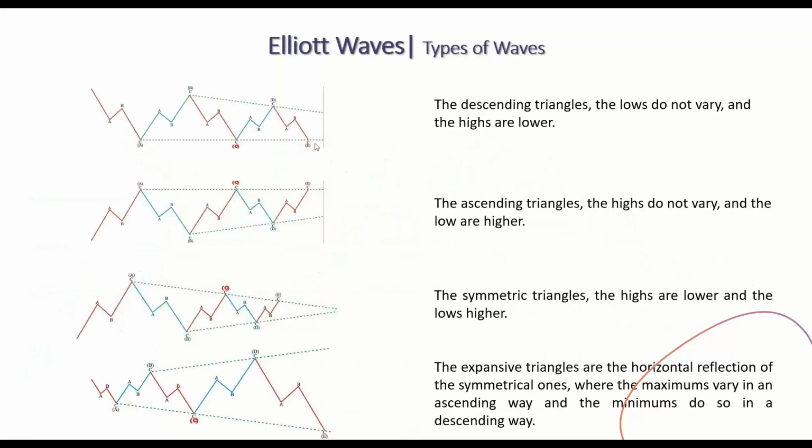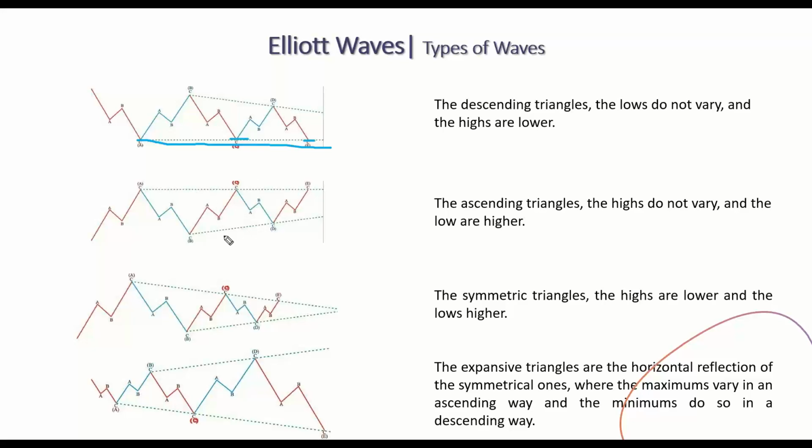and then we have the triangles. We have the symmetric, the descending. Very important in this kind of triangle, wave C and wave E do not create a new low. The low always is in wave A. So wave C is very close to the end of wave A, and wave E is very close to the end of wave C, but they don't create new lows.